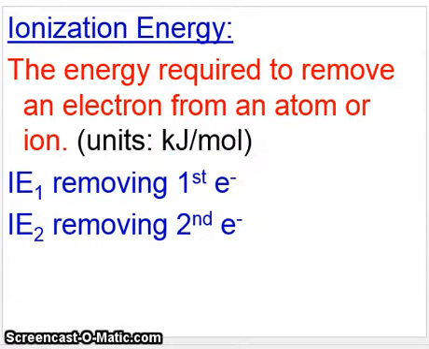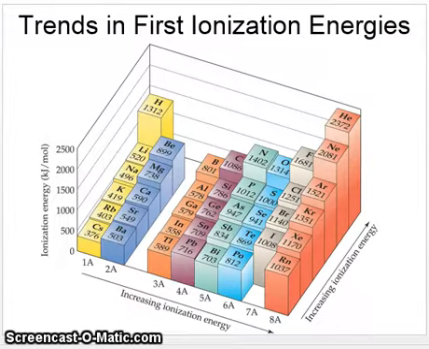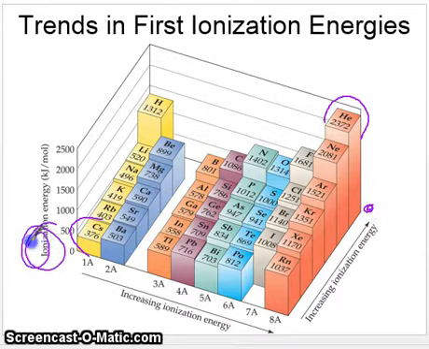So if you take a look at the trend, what you'll see is the trend shows a nice pattern on the periodic table, with the smallest ionization energy being at the bottom left and the biggest ionization energy being at the top right. Now if you recall, when we talked about atomic size, this was the opposite. So we saw that helium was the smallest atom and then cesium was the biggest atom.